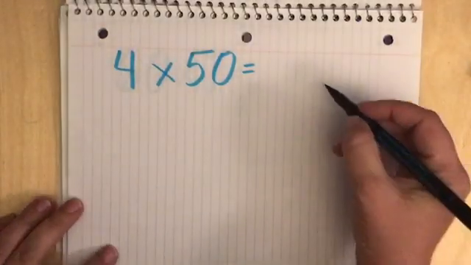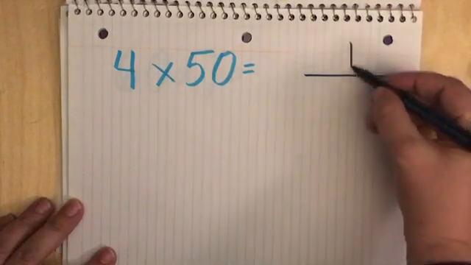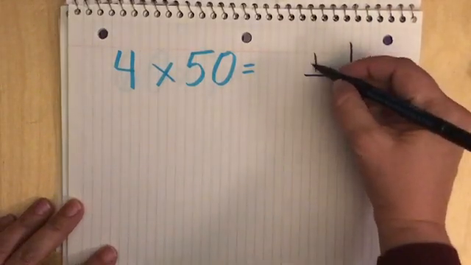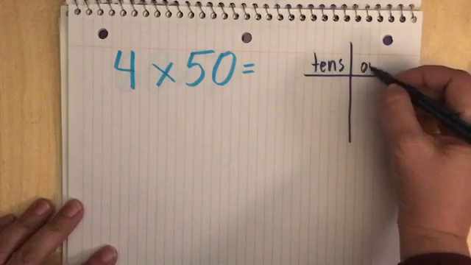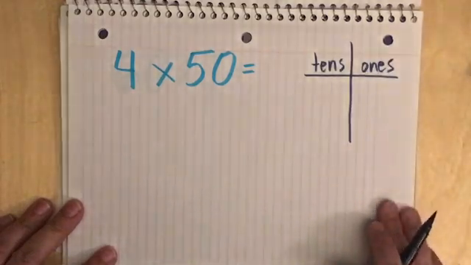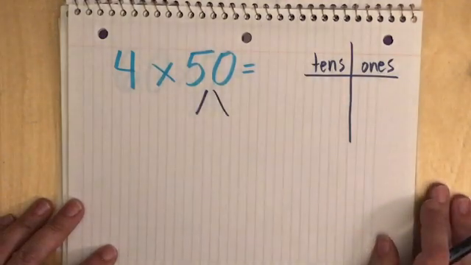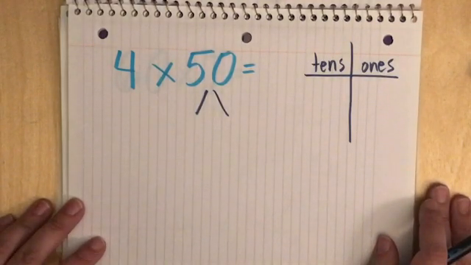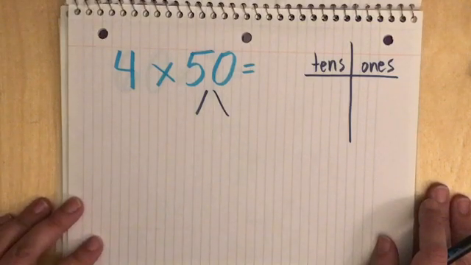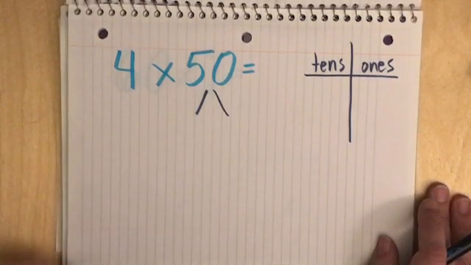4 times 50. Go ahead and draw your place value chart. Write down the problem, and I want you guys to separate your 4 times 50. Go through this process as far as you can. Press pause and press play when you're done. Look back at the problems from before to help you with the steps. All right, go for it.